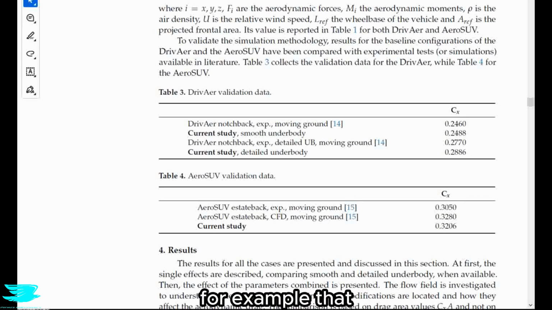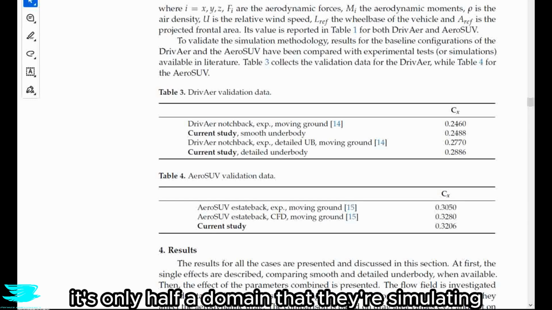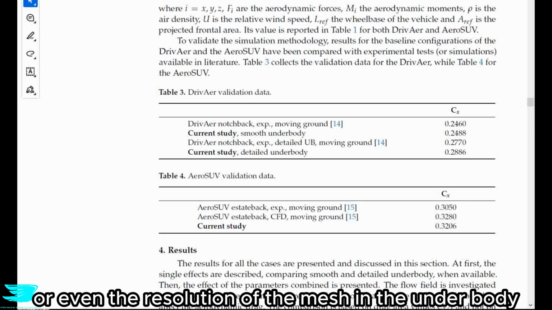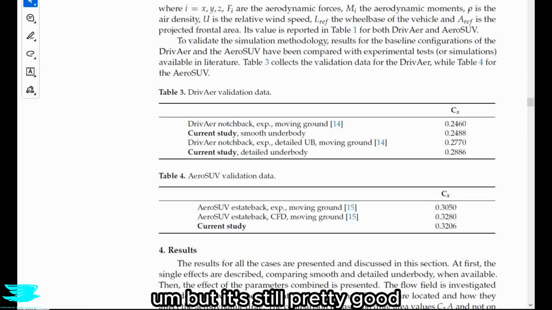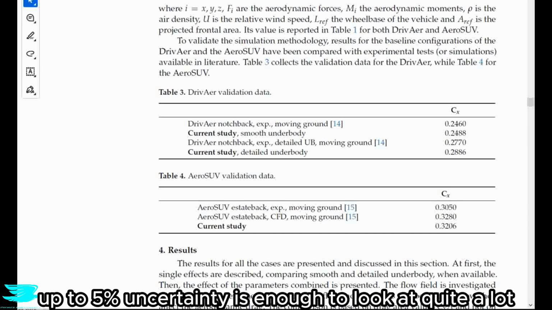For example, it's only half a domain that they're simulating, or the domain size, or even the resolution of the mesh in the underbody wasn't good enough. But it's still pretty good. Up to 5% uncertainty is enough to look at quite a lot.